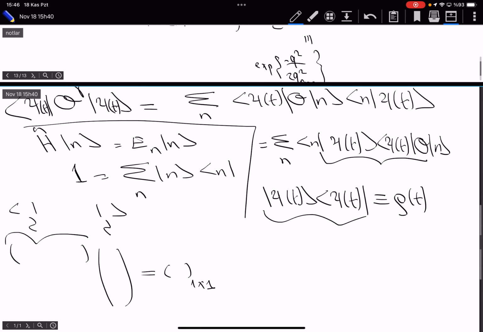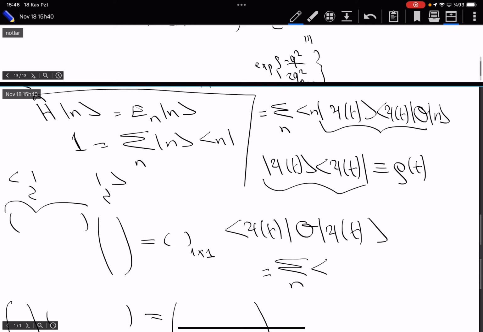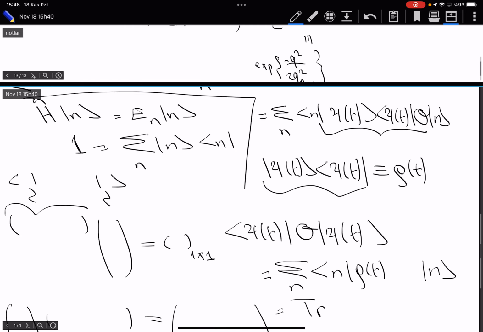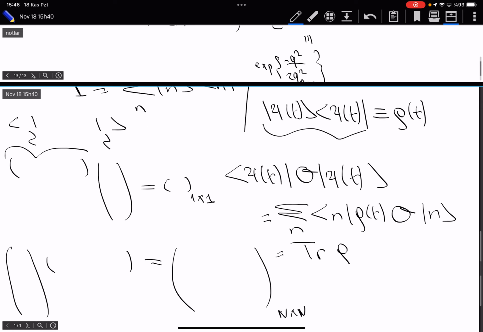So if we know what rho of t is, this expectation value for the given system can be written as the sum over n of the matrix element of rho of t times O, which is nothing but the trace of rho of t times O. Of course, here I derive the density matrix from the wave function, but if there are other means of evaluating the density matrix without referring to the wave function, then if we know the density matrix, I can calculate the expectation value.